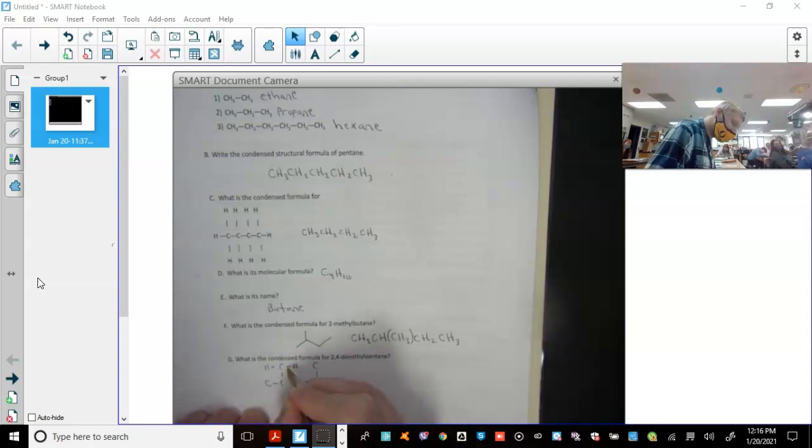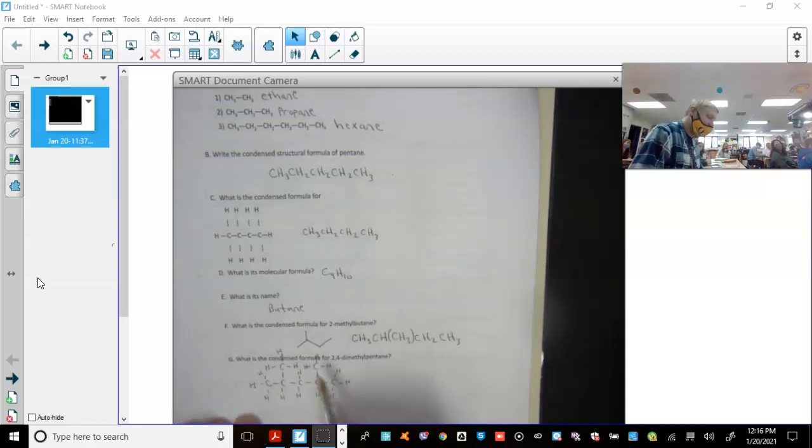H, 1, 2, 3. So I got to have a 4th. 1, 2, 3, 4. Oh my gosh, this is... Now I know why they have the line angle formula there. This is probably one of my least favorite ways of doing it, but you can see everything. You can write the molecular formula, you can write the line angle formula, you can write the condensed formula.